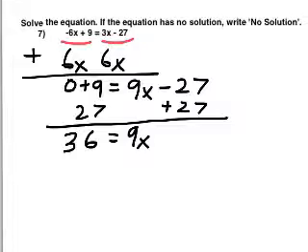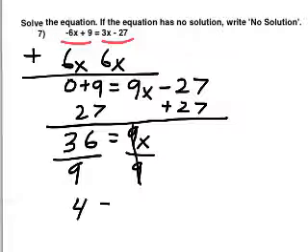Now we're going to divide by 9 to get our x alone. I want a positive x. I want to find out what positive x is. So divide both sides by 9. These cancel out. 9 into 36 is 4. So my answer is x equals 4.